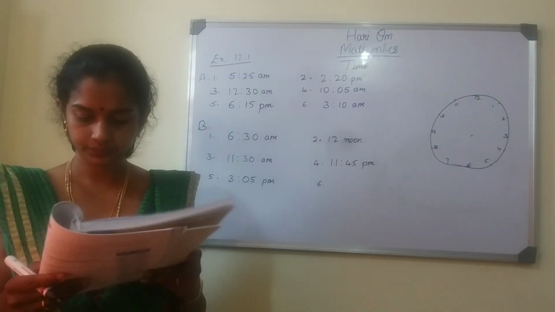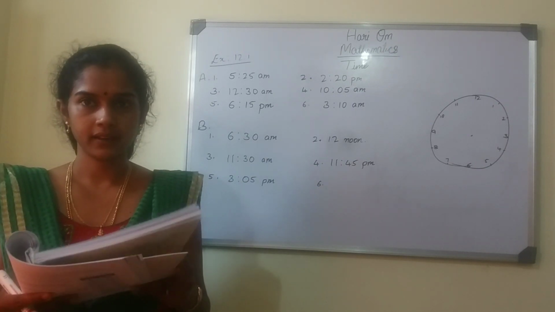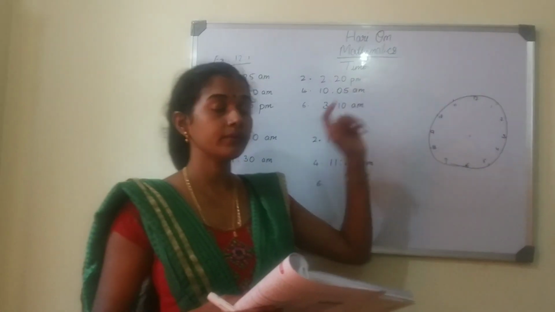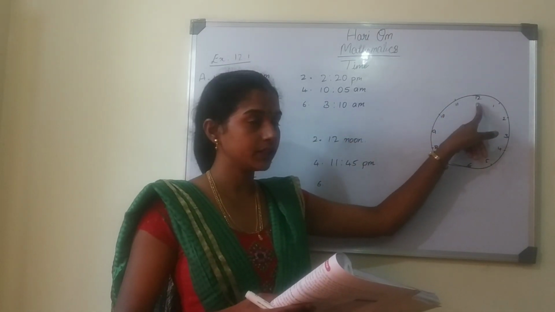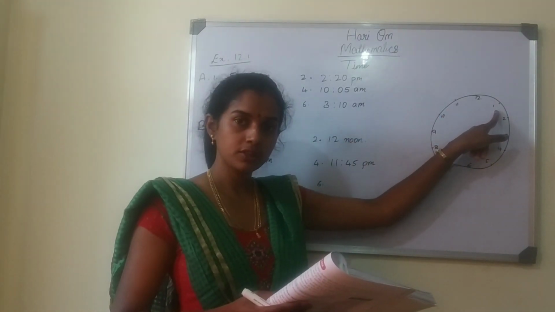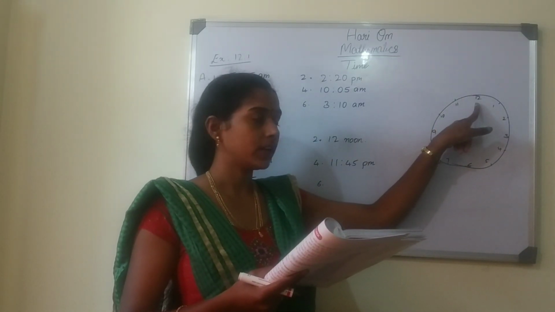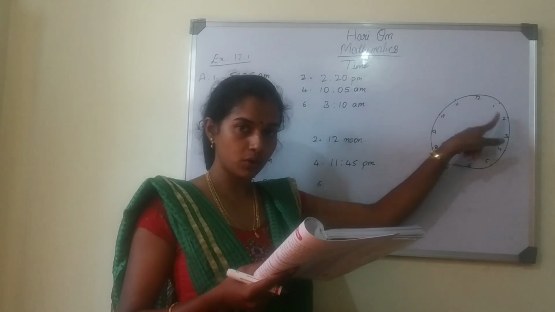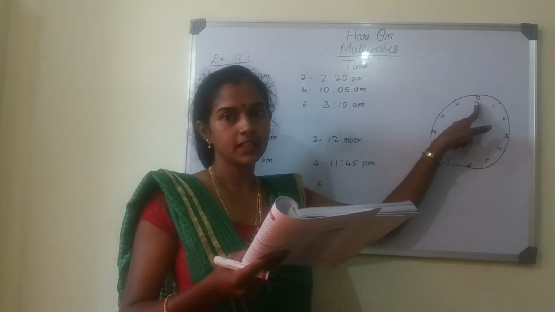Sixth one, 1 o'clock AM. 1 o'clock AM will be night, children. So after 12 o'clock, after midnight 12 o'clock, it will be 1 o'clock. So 1 o'clock AM. So before 1 hour will be 12 o'clock, and AM is night. So night 12 o'clock will be midnight 12.